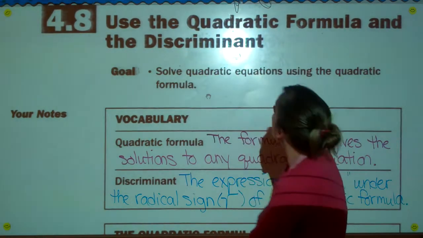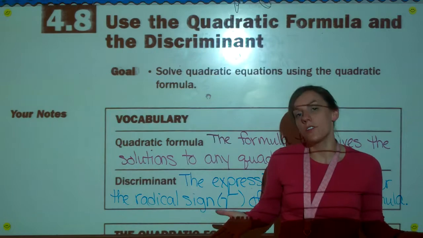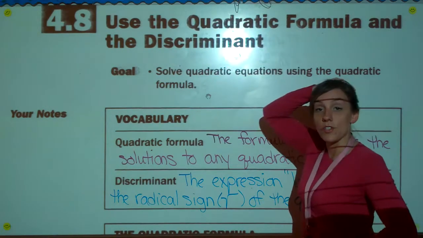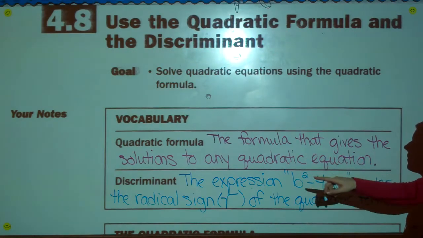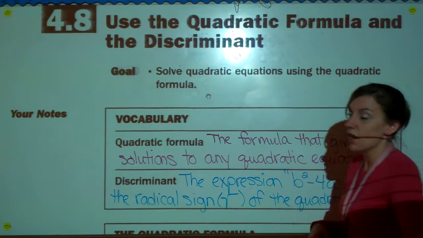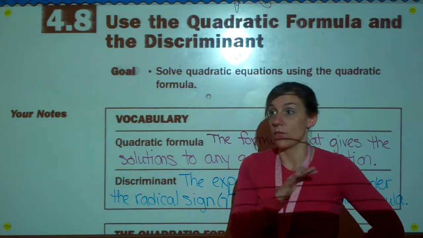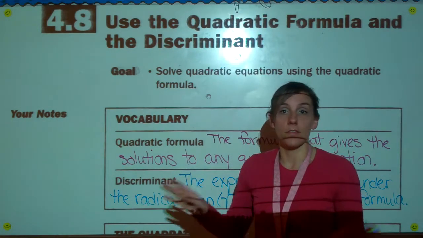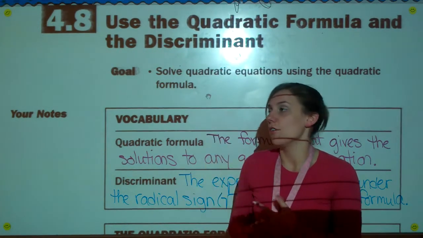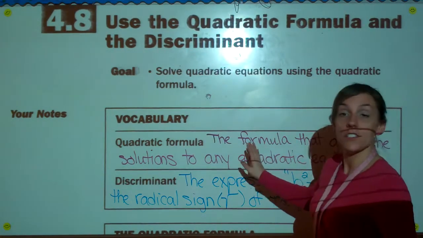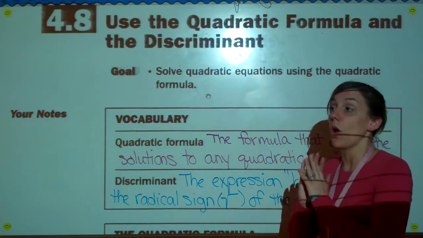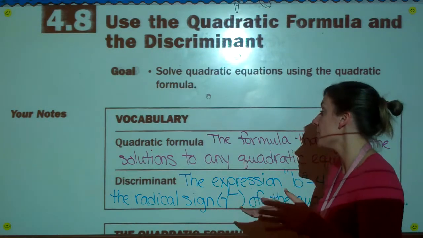So now we're going to talk about the last way that you can solve. It's using the quadratic formula, and it is the formula that gives the solutions to any quadratic equation. So you actually could use the quadratic formula every single time. You don't have to factor, you don't have to use a graph, you don't have to square root. You could always use the quadratic formula and it will always get you the solutions, okay?